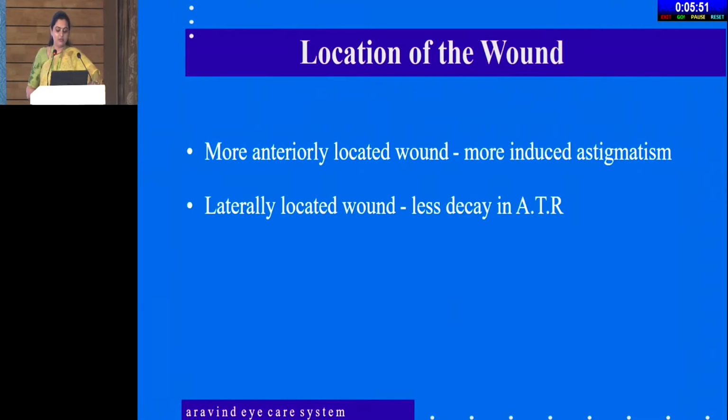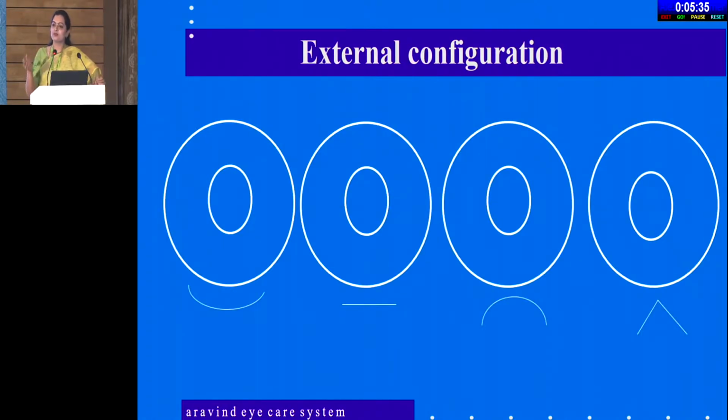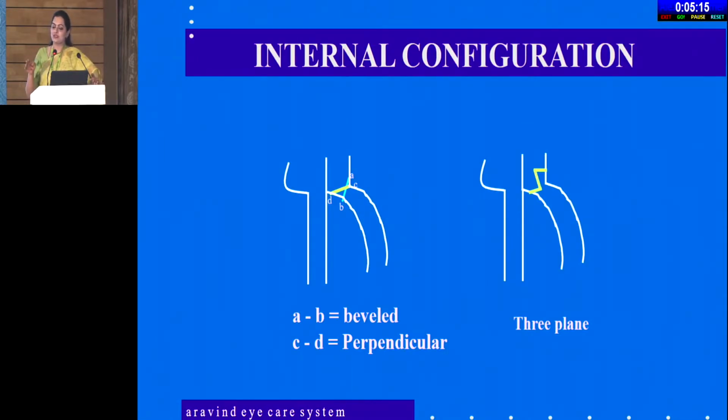So location of the wound, again, don't go too close to the limbus. Always stay 2 to 3 millimeters behind the limbal zone. So the farther the incision is from the limbal zone, the astigmatism is going to be less. And so again, when it comes to the wound, you have something called the external configuration and the internal configuration. As we all know, we all use these kind of incisions, that is the smile, straight, frown, or the chevron incision. I'll tell you which among these is good. So that is the external configuration.